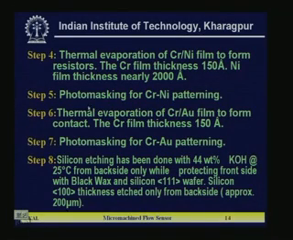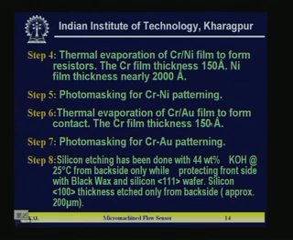But if you find that the scribe lines or etches on the top surface are not very deep, only 1 or 1.2 micron of silicon dioxide etching, then you can easily spin photoresist and go for the normal photomasking process. That is why step 5 is written as photomasking of chromium nickel patterning. Then step 6, thermal evaporation of chromium gold film to form the contact. This is the metallization, the metal contacts.